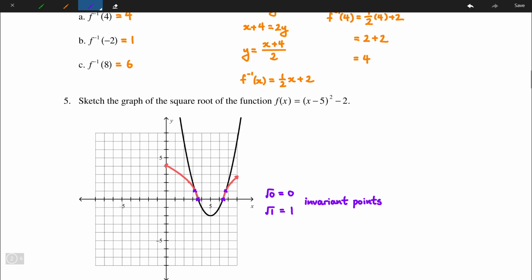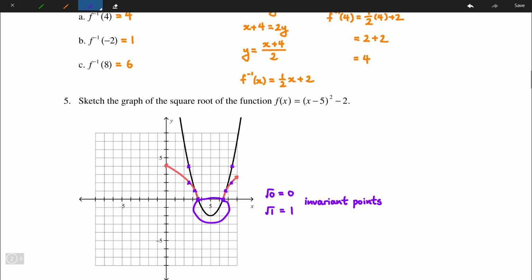So what other points can we use to draw this graph? Consider these 2 points here. When y was equal to 4, the square root of 4 is 2, so we have these 2 points here on the resultant graph. So we know that they're going to be on the square root of the f of x. And then all we need to do is draw a smooth curve connecting the 3 points on the left-hand side here, and then the 3 points on the right-hand side.